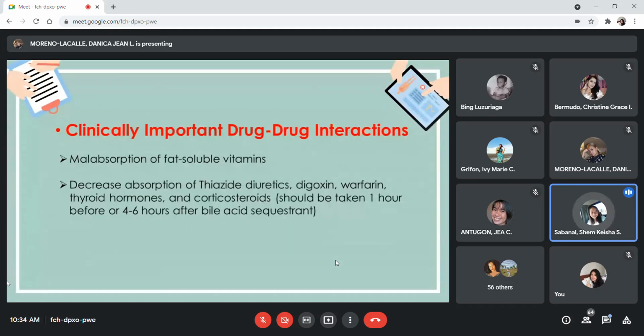So, clinically important drug-drug interactions. Again, there is malabsorption of our fat-soluble vitamins. There is also decreased absorption of our thiazide diuretics, digoxin, warfarin, thyroid hormones, and corticosteroids. But these drugs can still be taken, provided they are taken 1 hour before or 4 to 6 hours after the bile acid sequestrant. So, next slide, please.